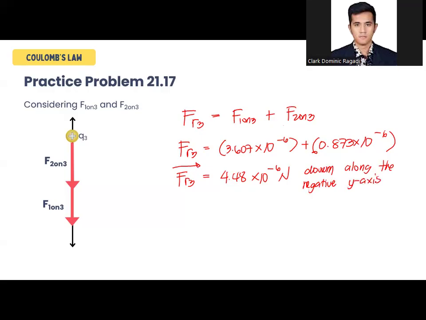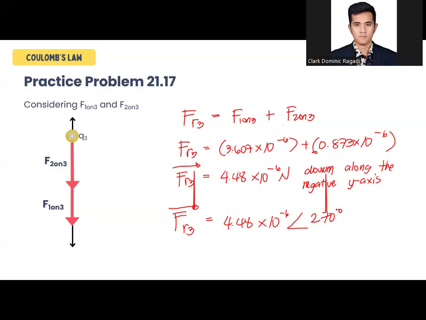Or you can actually write this in the angular form or polar form. So since it is downward, we can write our F_R3 equivalent to 4.48 times 10 to the power of negative 6. So what's our angle? It's directed directly to the negative y-axis. So that is angle 270 degrees.